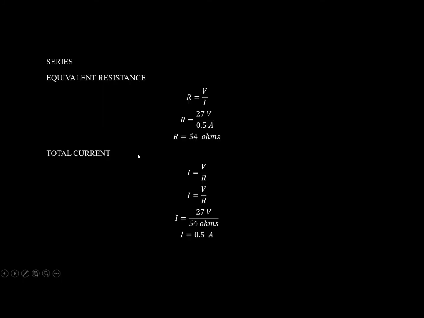Now, as we previously saw in the experiment, we will now see how the results needed to be in theory. As you can see here, the equivalent resistance was obtained with the division between the voltage and the current, where the voltage was taken from the battery, which was 27 volts, divided by 0.5 amperes, which gave a resistance of 54 ohms. Now, for the total current, it was the voltage divided by the resistance that we previously got, 27 volts and 54 ohms, and that gave a total current of 0.5 amperes.